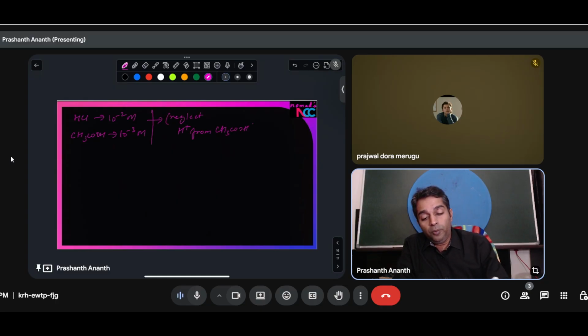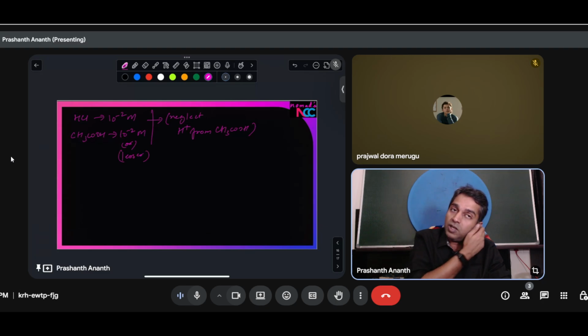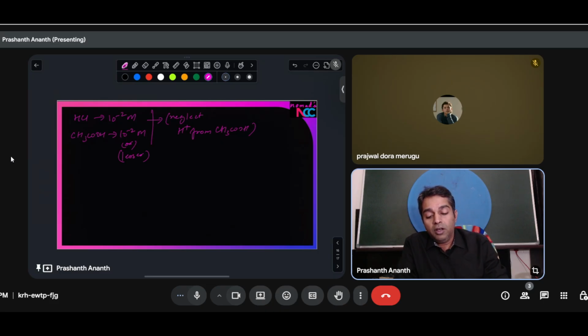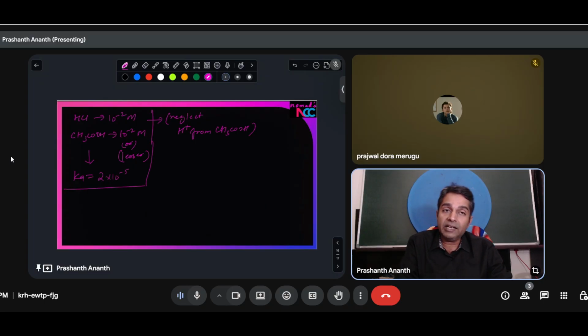Because that is going to be too low. Even if the CH3COOH is going to be 10 power minus 2, same thing applies over there also, 10 power minus 2 or lesser. Similar amounts or lesser, you can neglect the H plus from CH3COOH. Of course, one more data should be given: Ka is approximately equal to 2 into 10 power minus 5. Some information of that has to be given. Neglect the H plus from CH3COOH, meaning my pH for this solution will straight away be approximately 2.